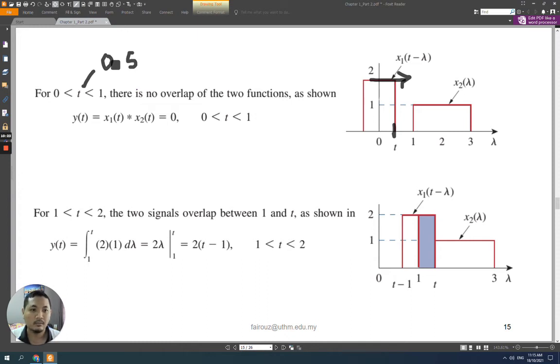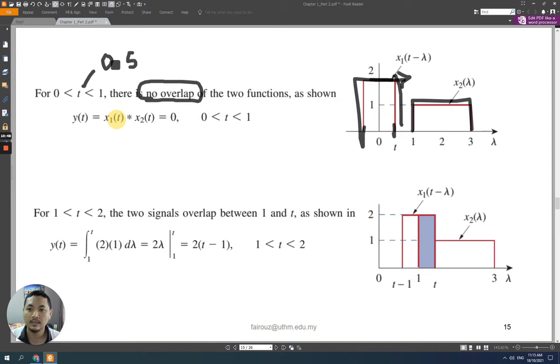When we draw this again, these two signals are not overlapping. No overlap. So when there is no overlap, the convolution result y(t) equals x1(t) convolved with x2(t) is 0, because there is no overlap. That is the first step.